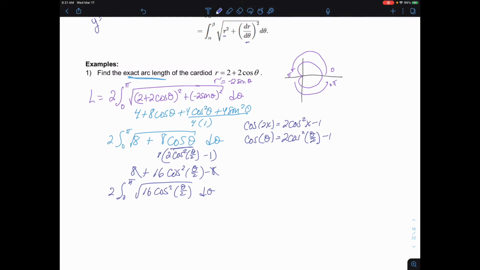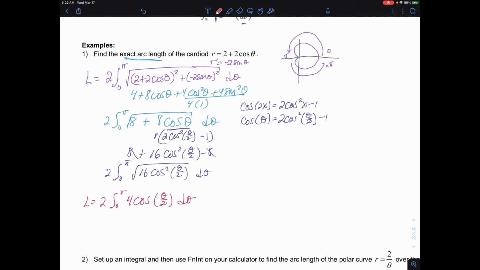Now, let's put it all together here. Let's take the square root of that. So our arc length is equal to 2, 0 to pi. Square root of that's going to be 4 cosine of theta divided by 2 d theta.